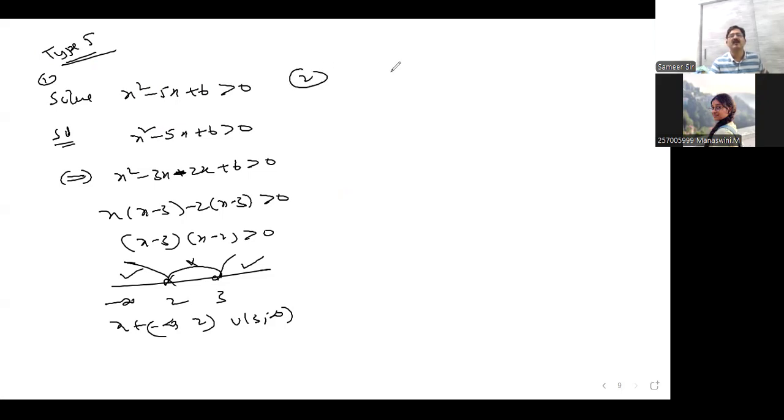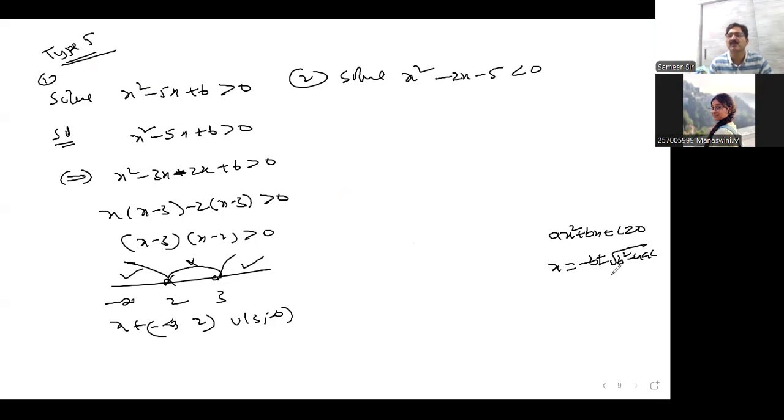Okay. Another one I want to write here. Suppose I gave you x square, 2x minus 5 is there, less than 0. How are you going to do it? If you are unable to solve by factorization, better use the formula: for ax square plus bx plus c equal to 0, x is equal to minus b plus or minus root of b square minus 4ac by 2a. Use this concept.